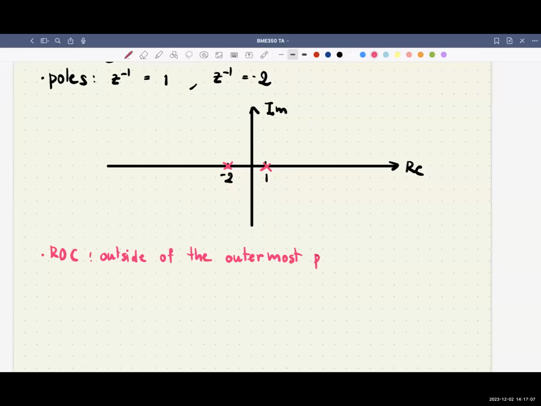We will have, what is alpha? Alpha is 2. 2 to the power of n. Yes, alpha is 2, so we have 2 to the power of n multiplied by u[n], and we add them together.